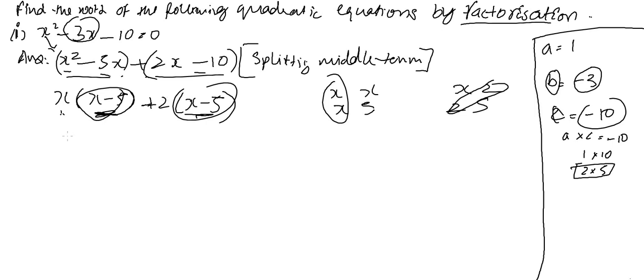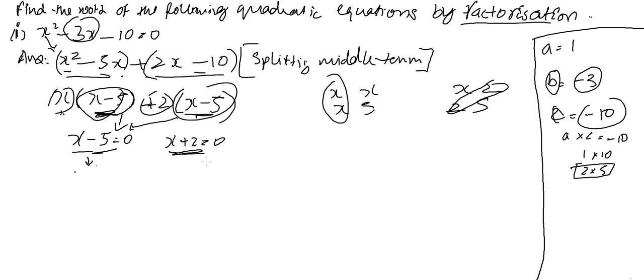So what you have to do right now is x minus 5 is equal to 0 and x plus 2 is equal to 0. You should write like this, the one we wrote here, and this x plus 2 we wrote here. I hope you understood. Now you have to solve for x. So x is equal to, when you take minus 5 to the right side, you will get plus 5. x is equal to 5. And here, when you take 2 to the right hand side, you will get minus 2. x is equal to minus 2.